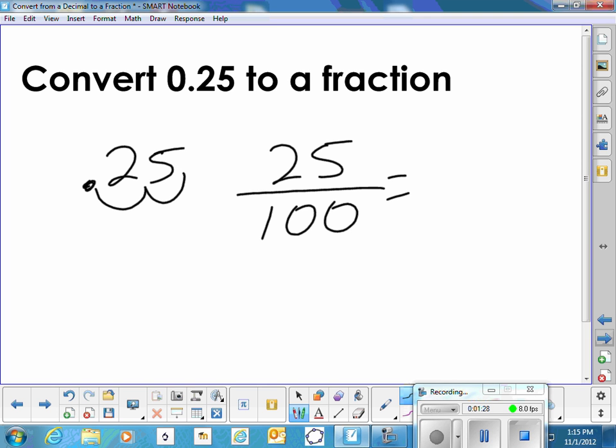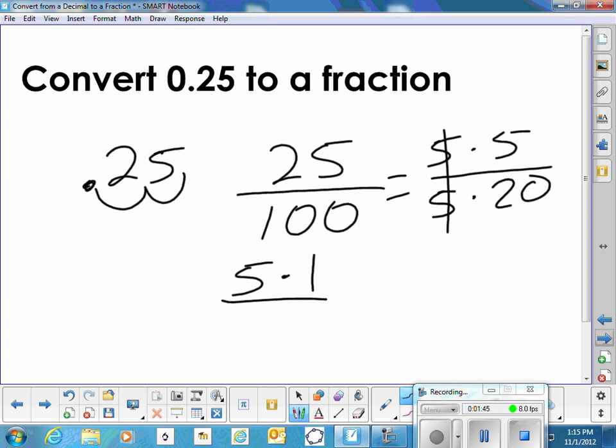25 over 100 can be reduced. I might notice that 25 could be factored as 5 times 5, and 100 could be factored as 5 times 20. Well, 5 can be written as 5 times 1, and 20 could be written as 5 times 4. So once I reduce that fraction of 25 over 100 to simplest form, then I can see that 0.25 is the same as 1/4.